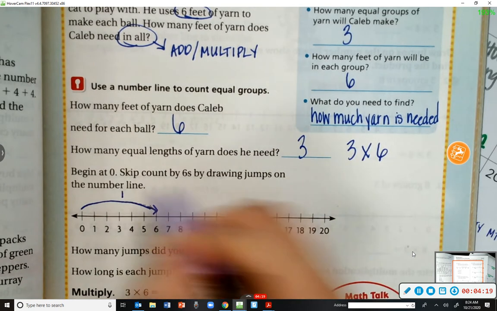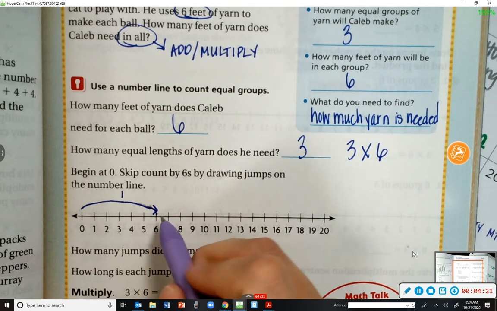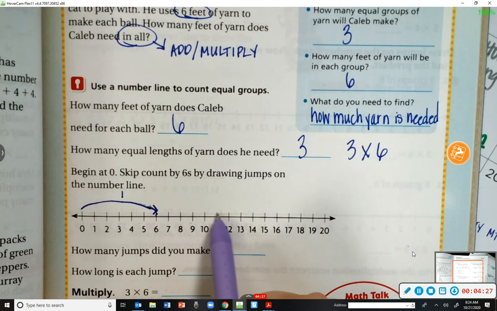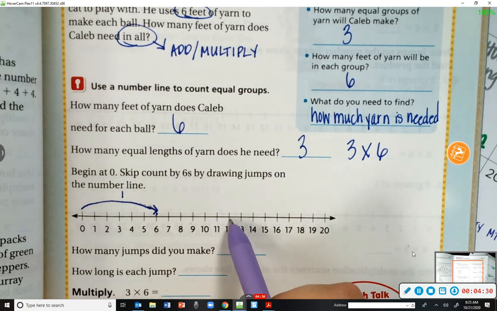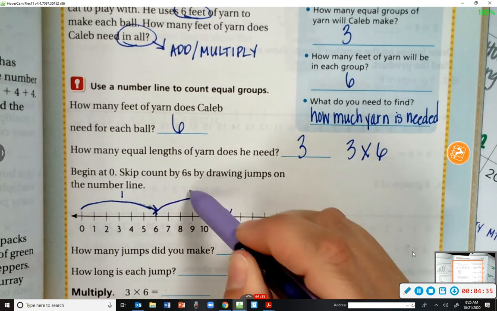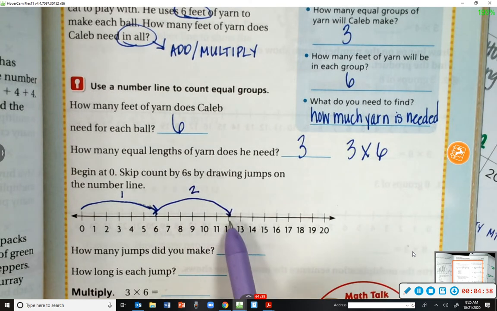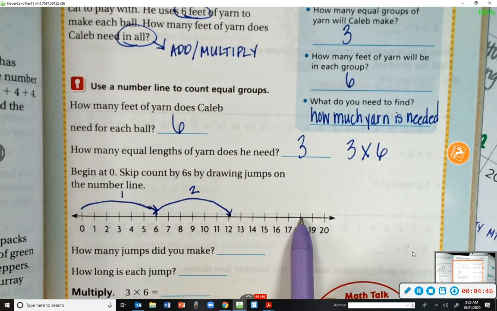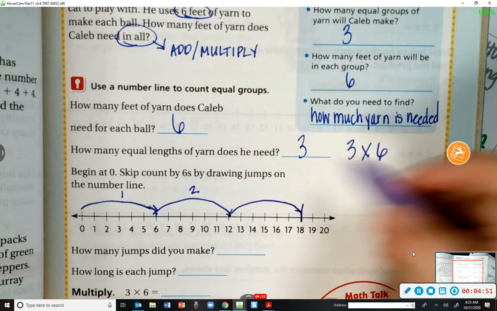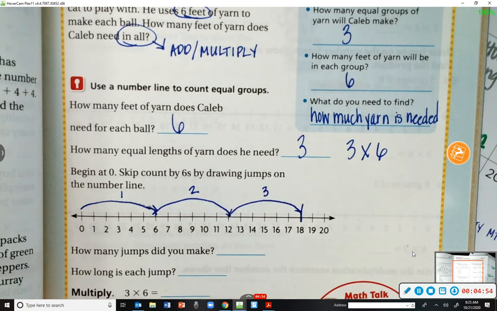Good, so that's 1 jump. And I'm going to go again. I'm going to count first. So starting at 6, 1, 2, 3, 4, 5, 6. So it should land at 12. Okay? That's our second jump. And now we're starting at 12 and we're going to count 6 more. So that would be 1, 2, 3, 4, 5, 6. We would land at 18. Okay, and we did 3 jumps of 6.